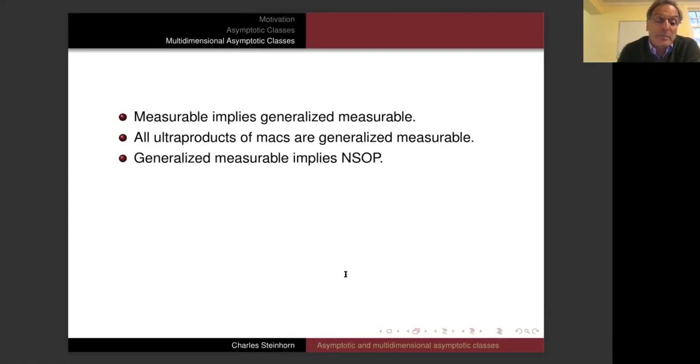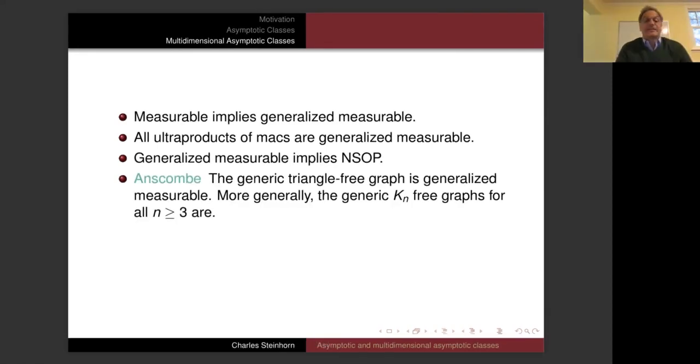If you're generalized measurable, then, looking to model theory, you do not have the strict order property. And it turns out that the generic triangle-free graph is generalized measurable, and more generally, the generic K_n-free graph for all n, and this is a result of Sylvie's. And so these have both the TP1 and TP2 theory. So it goes beyond, again, the simple context that we had before.